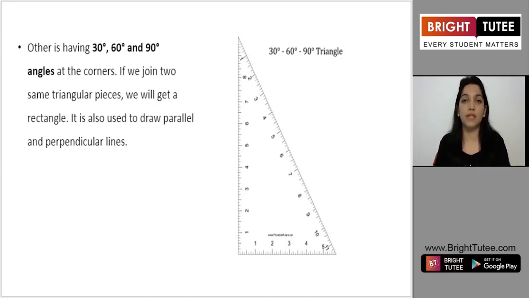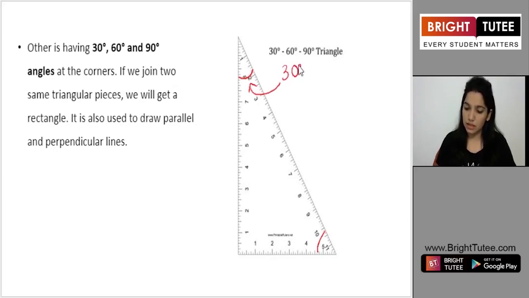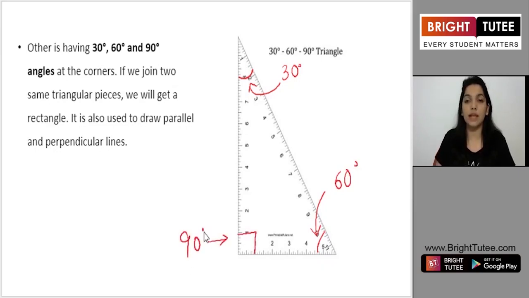Now the next set square that you see, as we just said, in one of the set squares we have got the angles of 45, 45 and 90. Now this one has got angles of 30 degrees and 60 degrees. Here the smallest angle is 30 degrees. This one you can see is 60 degrees. And this one that you see is 90 degrees in measure.